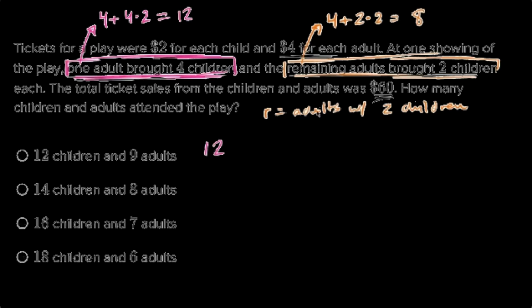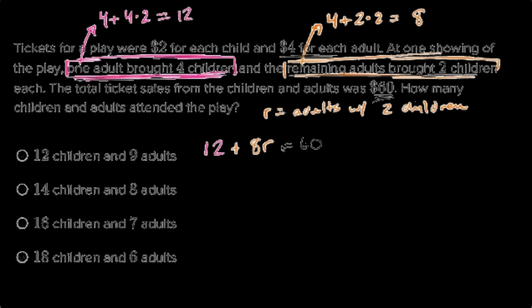So each of these adults with 2 children are going to spend $8 at the play. And there are R of them. So they're going to spend $8 for each of these adults with 2 children, and there are R of them. So this is the total amount of ticket sales from the adults with 2 children. And you add that to the ticket sales from this one adult with the 4 children, and they're going to have to add up to $60.